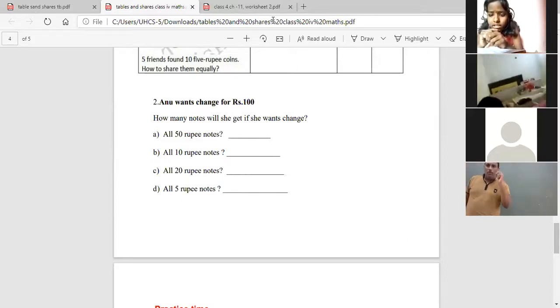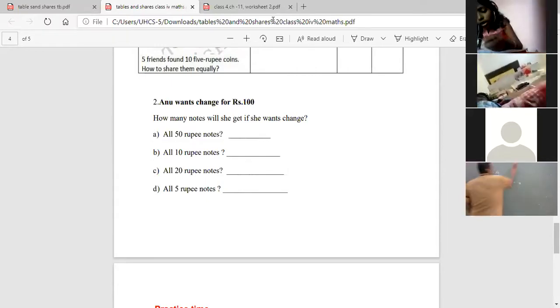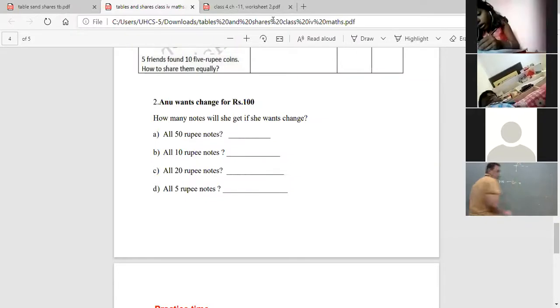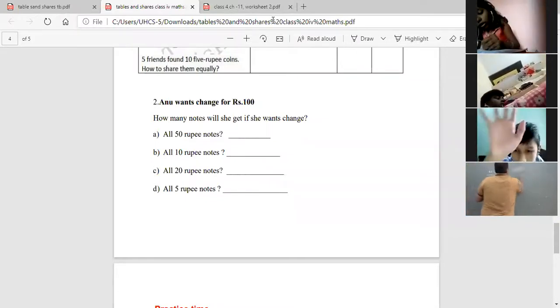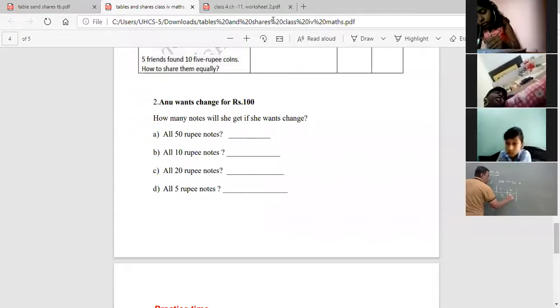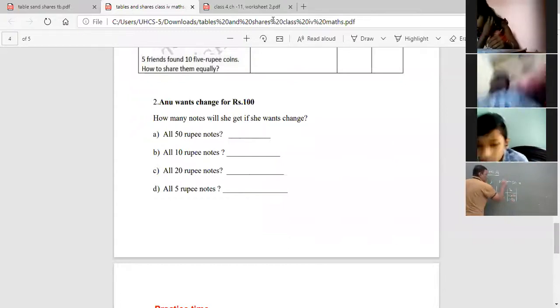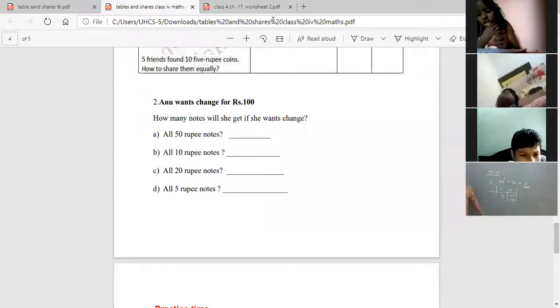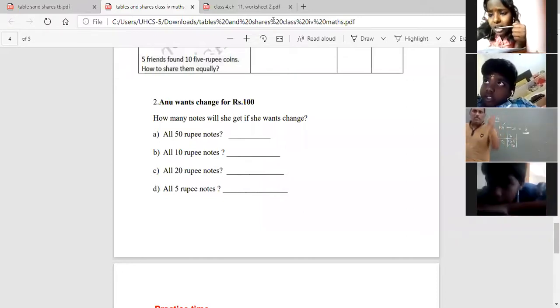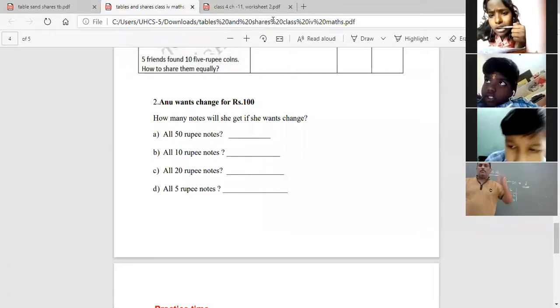Sir, 100 divided by 50. See, one note is 50 rupees. Two such notes are there. 50 plus 50 becomes 100. Sir, 100 divided by 50 is equal to 2. It will become 100 rupees.